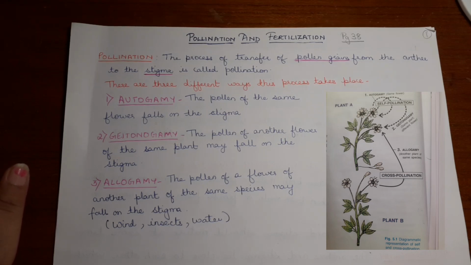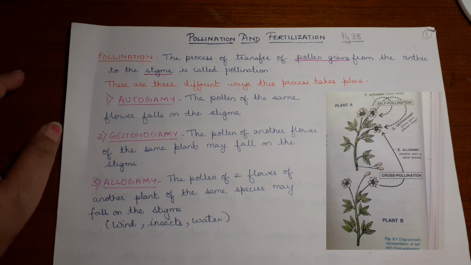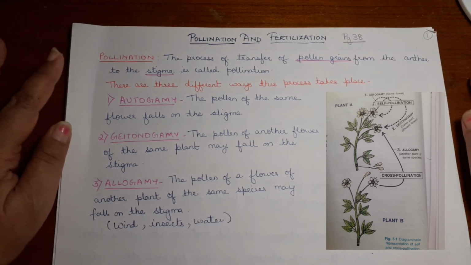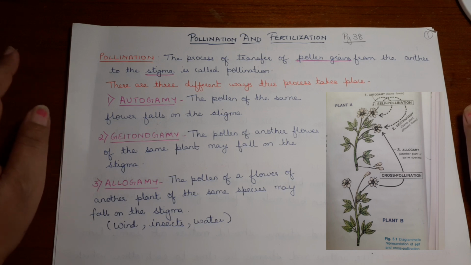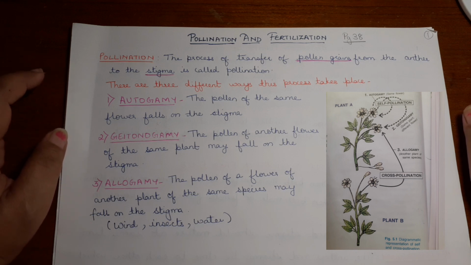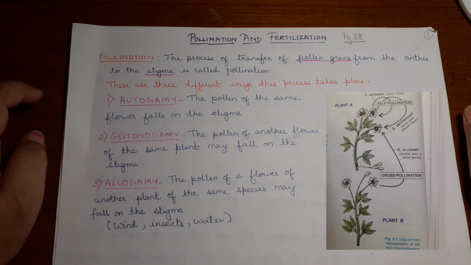Good morning, everyone. Today we're going to start the second chapter, called Pollination and Fertilization. It is on page 38 of your textbook. Now, what is pollination? The transfer of pollen grains from the anther to the stigma is called pollination.